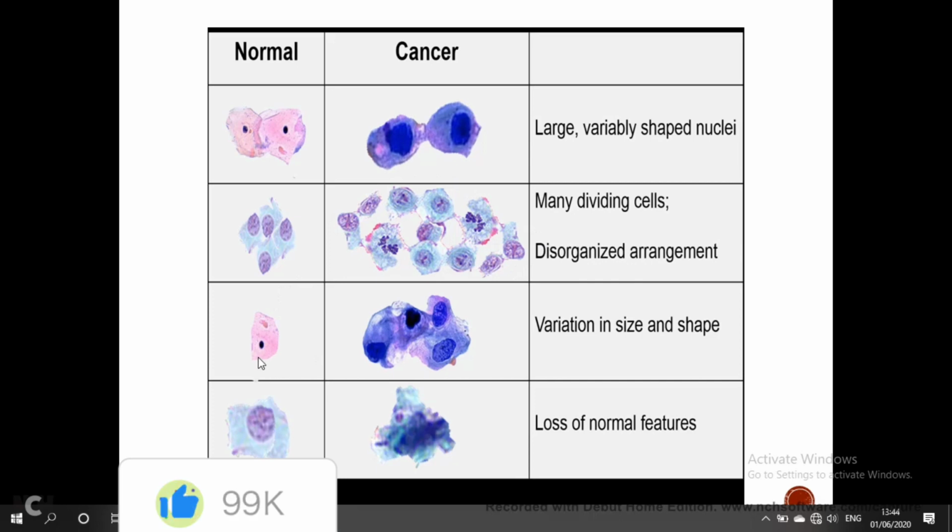In the normal cell, the size is constant, the shape is constant, like here. But in malignant cells, there is variation in the size and the shape of the cell. As you can notice in this picture, the cell surface is not regular, the nuclei are not regular, the chromatin is very clumped, and darker nuclei are present. And sometimes all of the normal features of the cell are lost in a malignant cell.